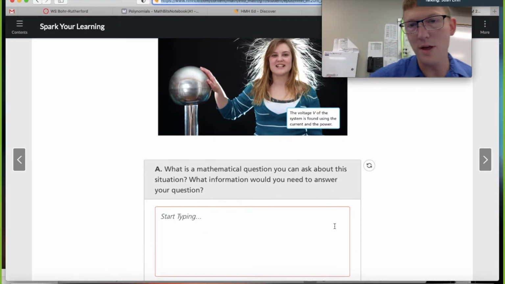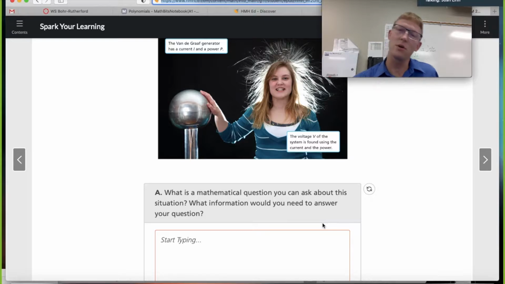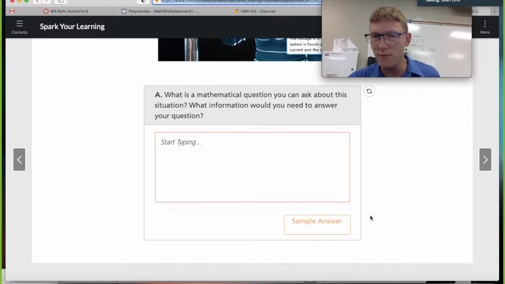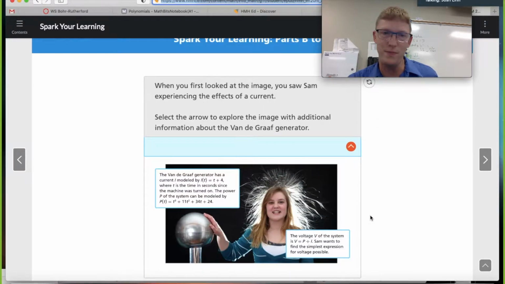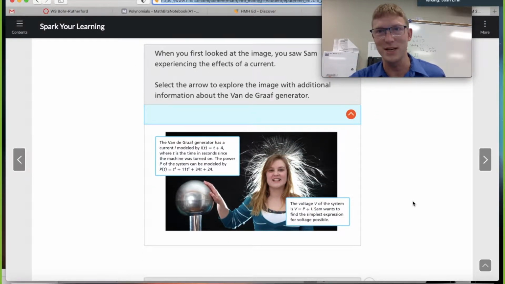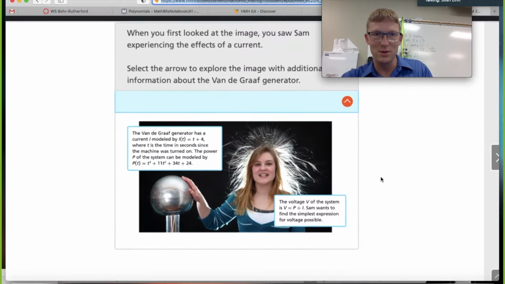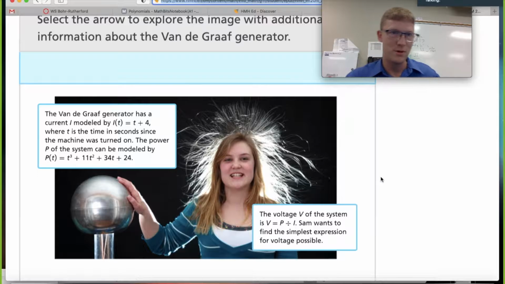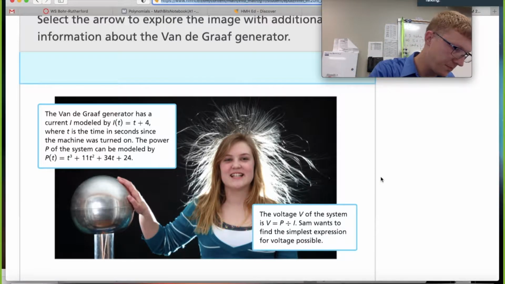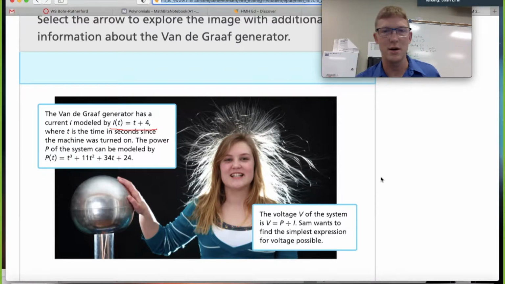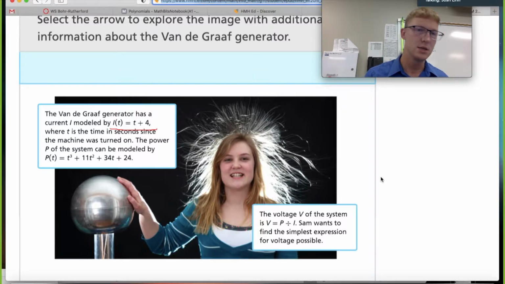So, what mathematical questions do we have? Do we have a specific equation for the current and power? Can we find an equation for the voltage? And turns out, of course, there are equations. So they give us, let's zoom in here, our current. Current traditionally uses I, so that's a function I of t. And then they gave us power.